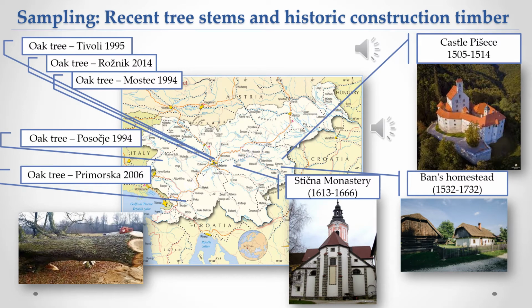The wood originated from the collection of samples of the Department of Wood Science and Technology. It was obtained from recently felled trees and from historical constructions in Slovenia: Castle Pišece, Stična Monastery and Ban's Homestead. The sections of constructions were taken during the renovations in 2004, 1999 and 2005. After collection in the field, they were used to study their building history. Afterwards, they were stored in containers at room temperature and protected from the light.